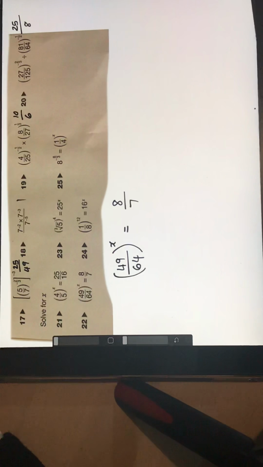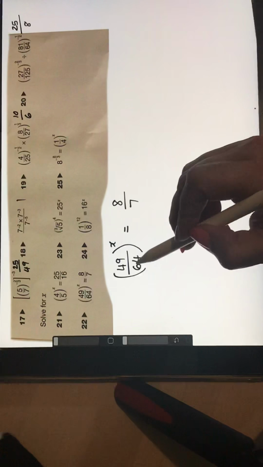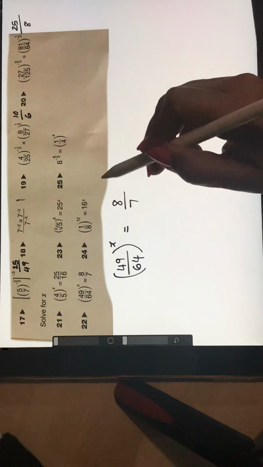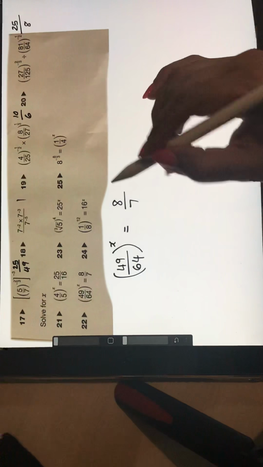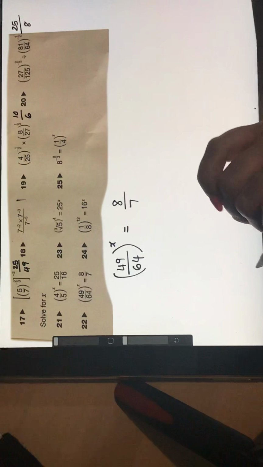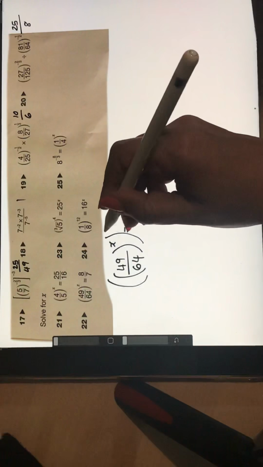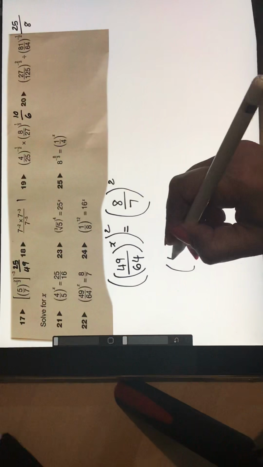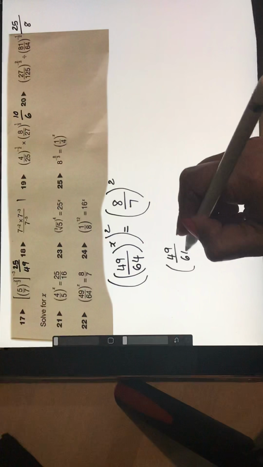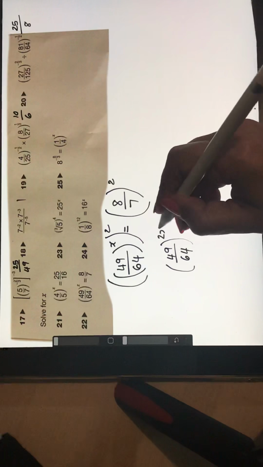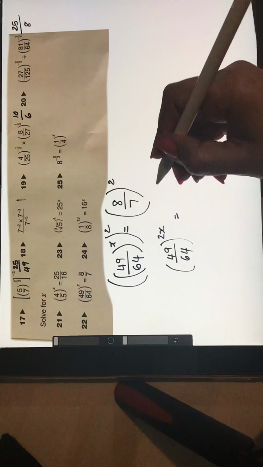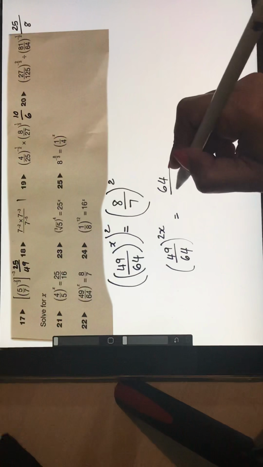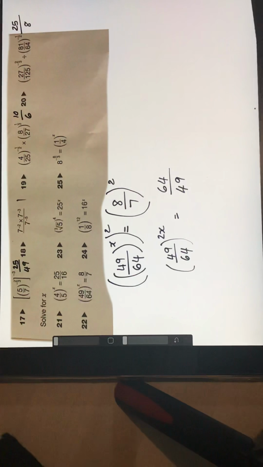Right. Now, instead of square rooting both sides, which you can do, you can also raise these powers to 2. So you can basically square both sides with 2. Right? That means that we're going to get 49 over 64 raised to the power of 2x. And on this side, we're going to have 64 over 49. Now our base numbers are almost the same. The only difference is we need to flip them.